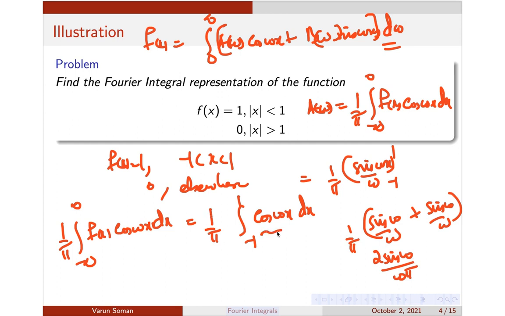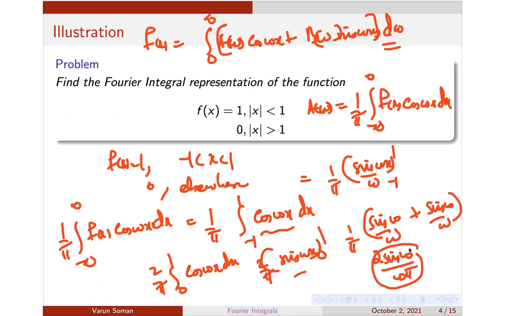You know that this function is an even function, so it will simply be 2 by pi into integral 0 to 1 cos omega x dx. So there also, if you integrate it, it will simply be 2 by pi into sine omega x in the limits 0 to 1. So it is simply 2 by pi into sine omega minus sine 0. So you will be getting this as 2 sine omega by omega pi. Okay, so that is your a omega.